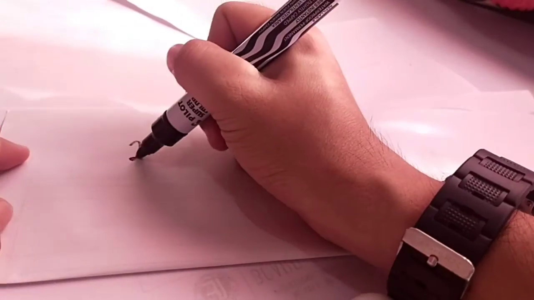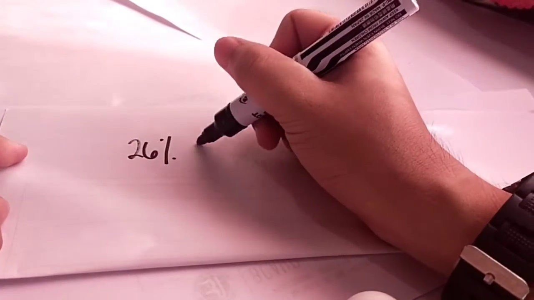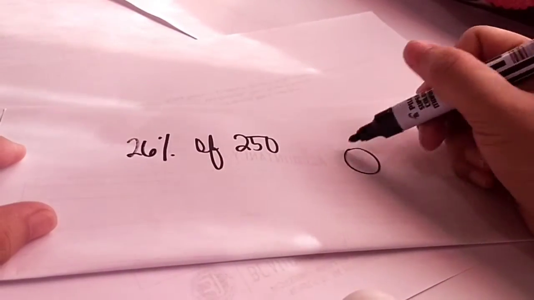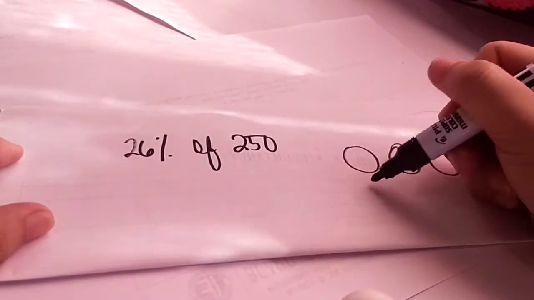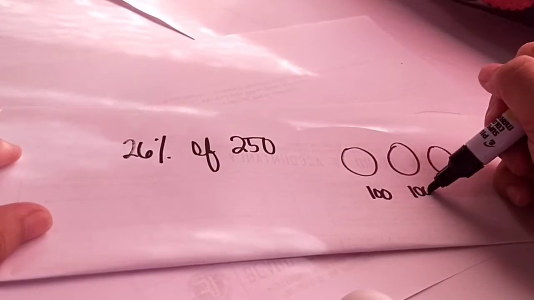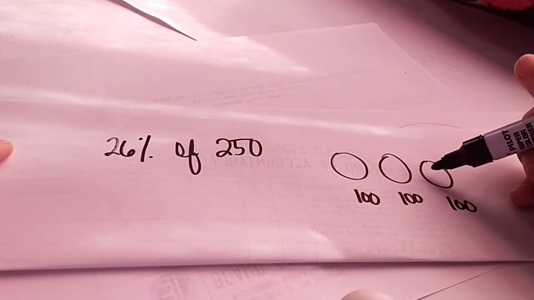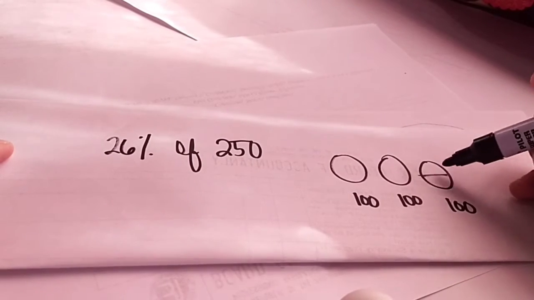Let's try higher percentages. Our fourth example is 26% of 250. So let's make at least 3 circles. Let's put 100, 100, and 100. So here again is another example, we just take half of this third circle.